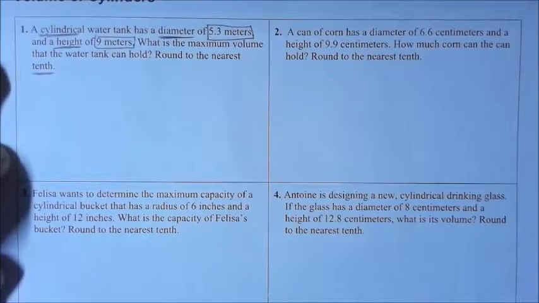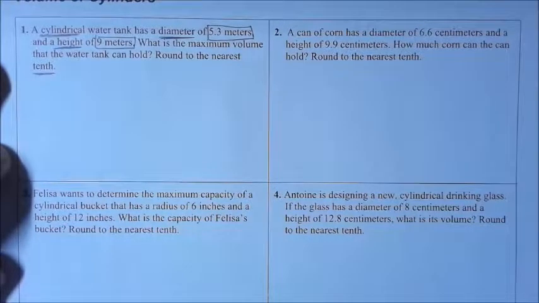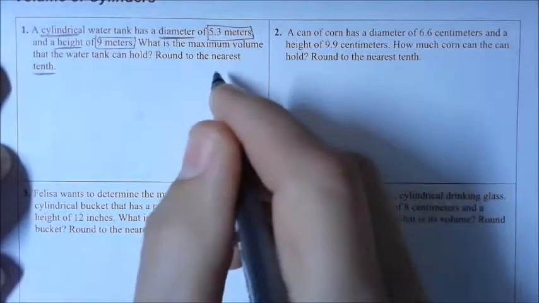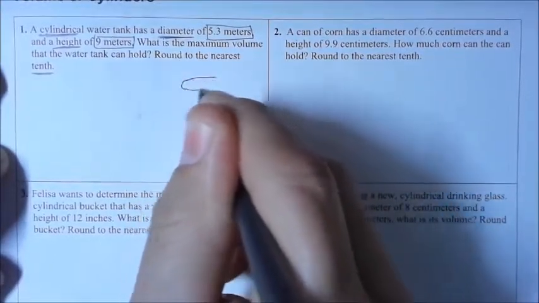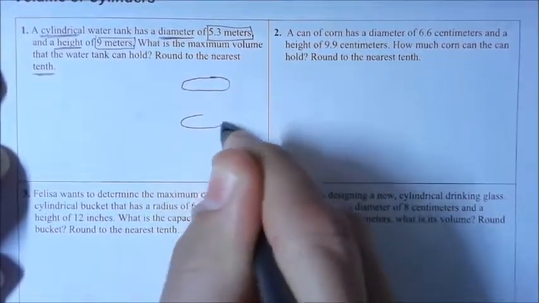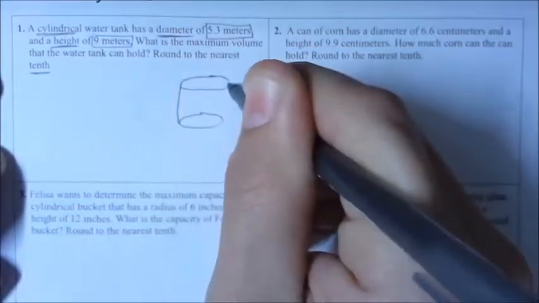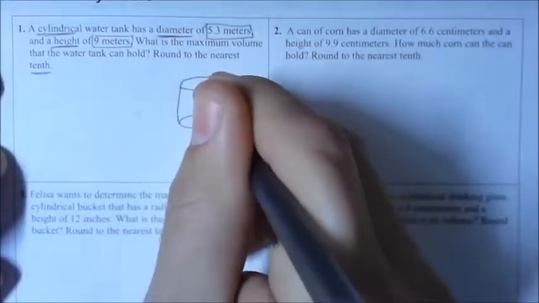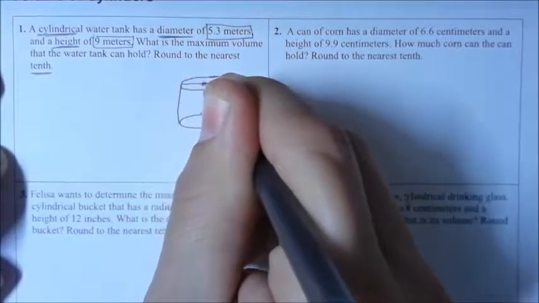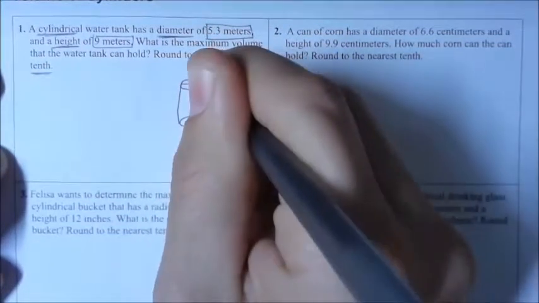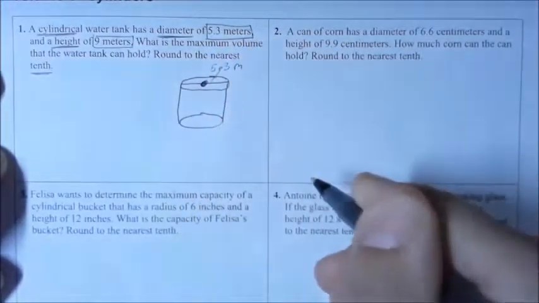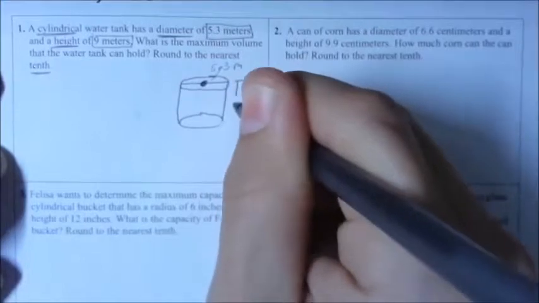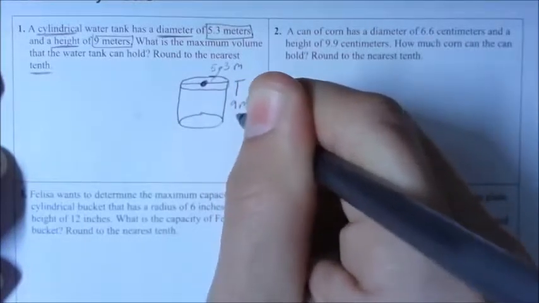Okay, the first thing to do when we have a word problem, as always, just like when we did Pythagorean theorem or anything else, I want to draw it. So step 1 is to underline and box. Step 2 is we are going to draw the shape. So let's draw our water tank. And then my diameter, so I'm going to draw a line all the way across because it's the diameter, is 5.3 meters. The height from top to bottom is 9 meters.